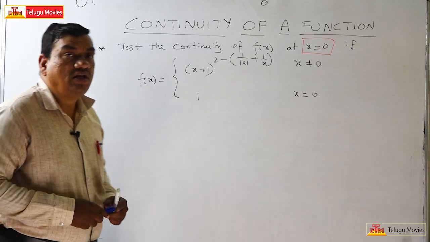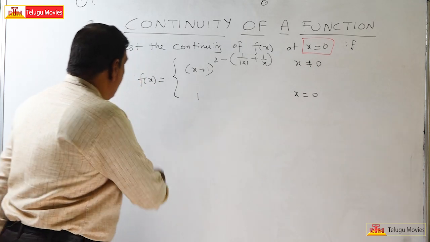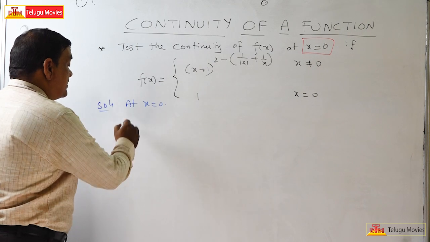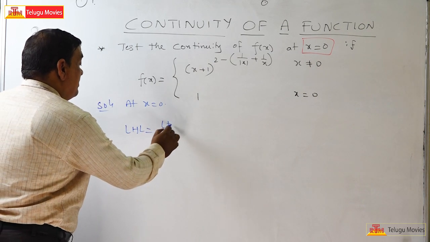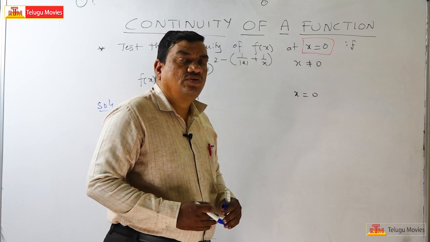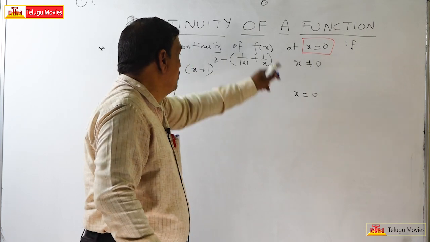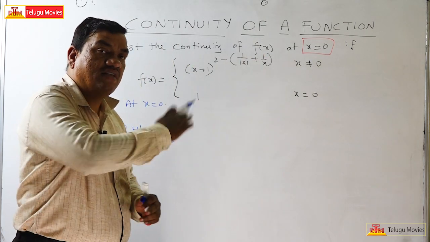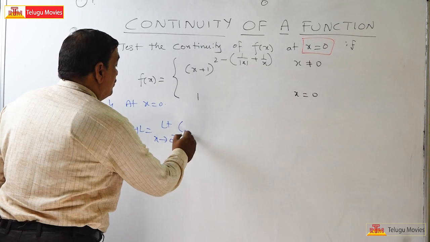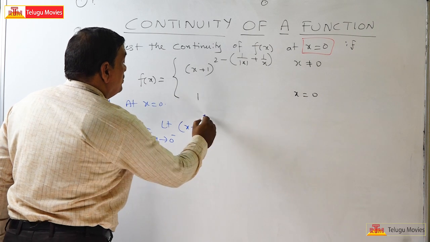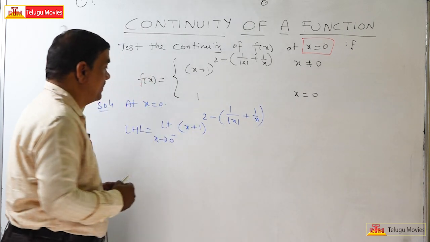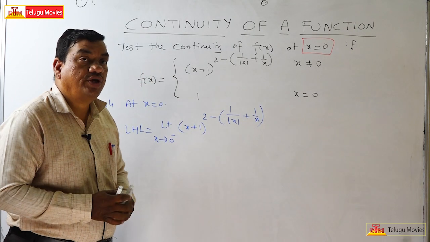So first, to find the left hand side limit. As the solution, at x is equal to 0, the left hand side limit is the limit as x tends to 0 minus. For x not equal to 0, that means if x is less than 0, the function is defined as the same for left hand side and right hand side, that is (x plus 1) to the power of 2 minus 1 by mod x plus 1 by x. Now this value we are going to find out.